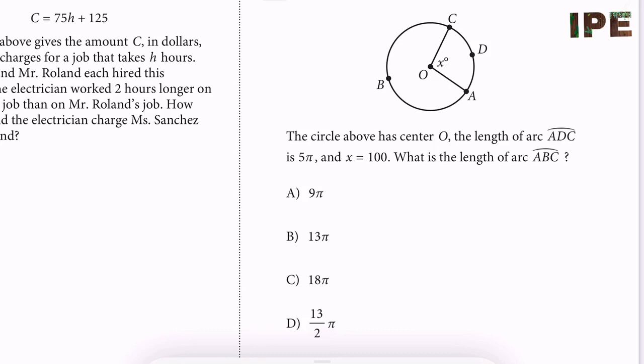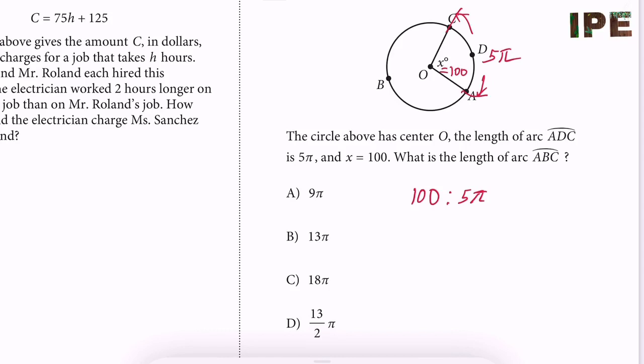The circle above has center O. The length of arc ADC is 5 pi. So where is ADC? This length, right? From here to here. That length of arc is 5 pi. And then X equals 100. That angle is 100 degrees. What is the length of arc ABC? So the central angle is 100 degrees now, right? 100 degrees, and that sector's length of arc is 5 pi.